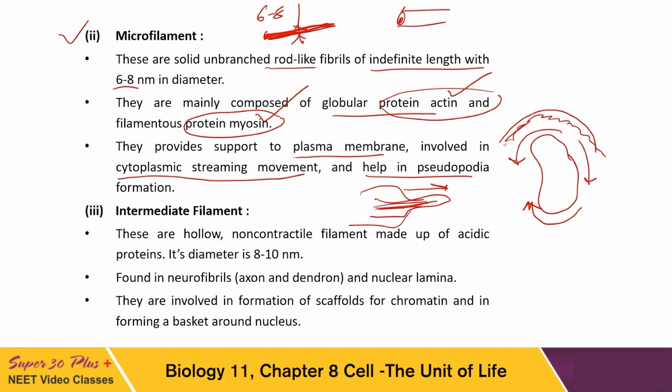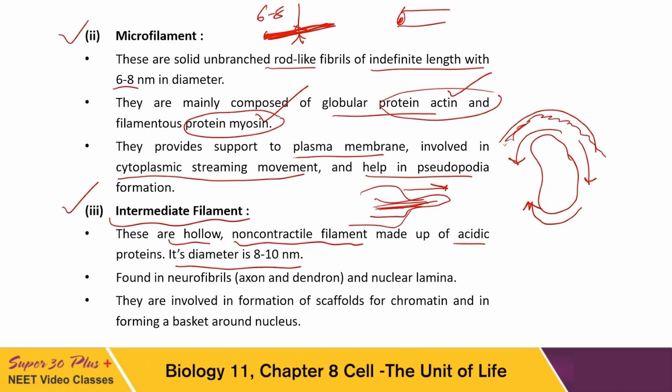Come to the third type of cytoskeleton, known as intermediate filament. These are hollow, non-contractile, made up of acidic protein. The diameter is about 8 to 10 nanometer. Children, you have to remember that this cytoskeleton detail is not given in NCERT, but it is important, that is, what is the structure and function. That's why a brief account is very much essential, and I'm going to discuss.